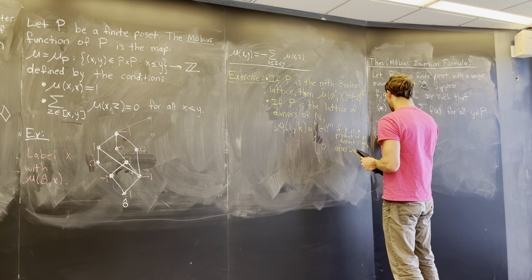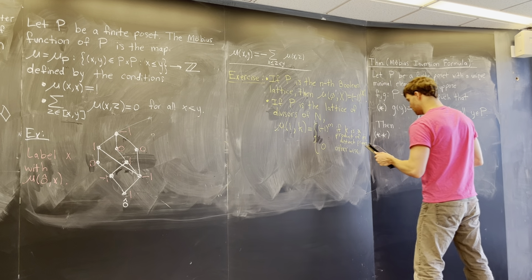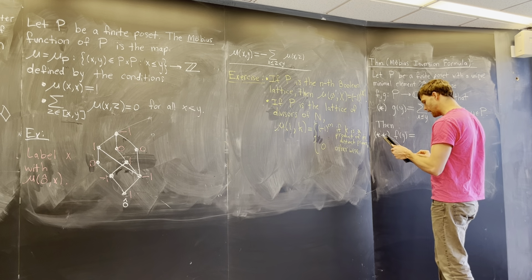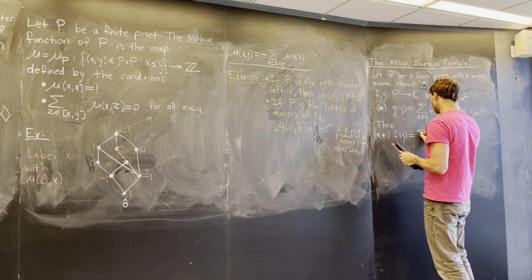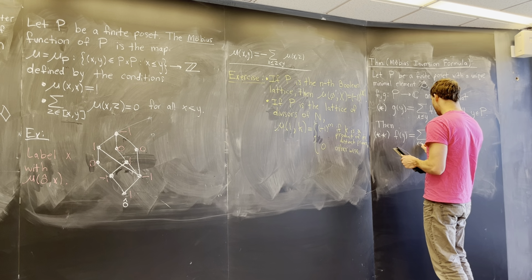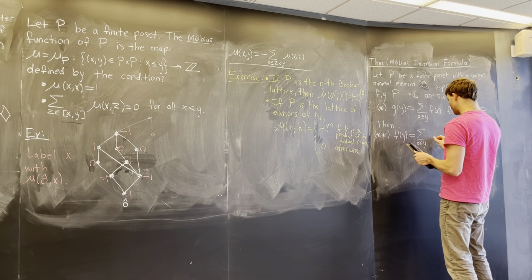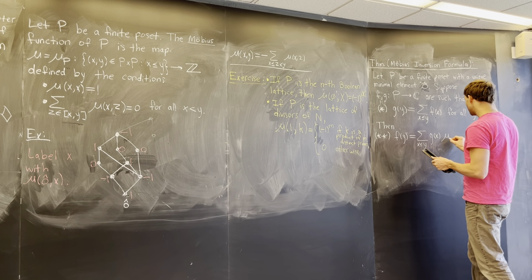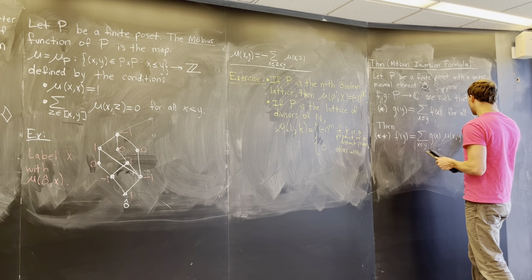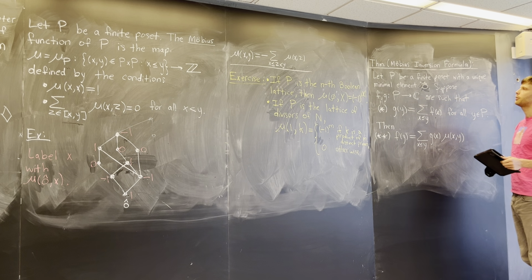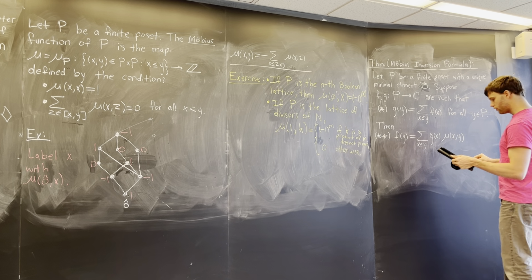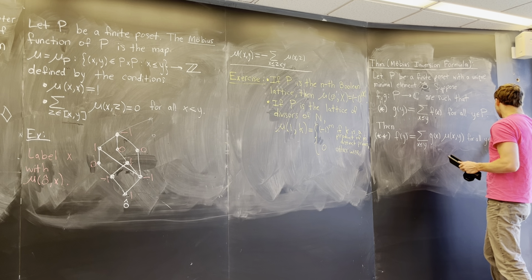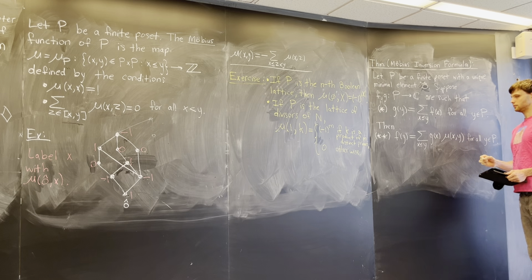let me call this double star. We can write f of y as the sum over all x less than or equal to y of g of x times the Möbius value mu of x, y, where mu is the Möbius function of the poset P. And this is true for all y in P. Okay?